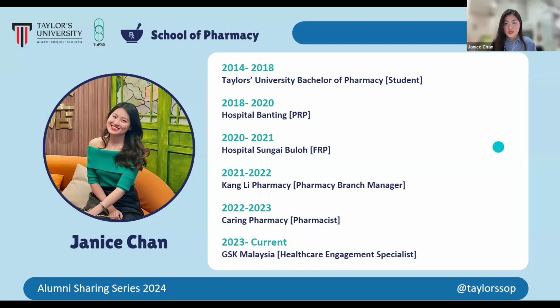Upon graduating, while waiting for my PRP placement, I went to Sunway Medical Centre as a locum. Fortunately, within 2 months I got my PRP placement in Hospital Banting. About 1 year plus later, to further extend my FRP, I requested to be placed in a tertiary hospital, which is Hospital Sungai Buloh.